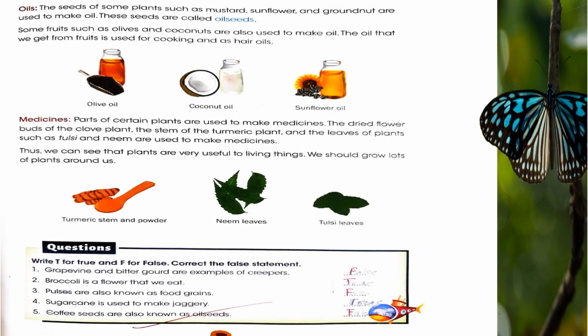Oils. The seeds of some plants such as mustard, sunflower, and groundnut are used to make oil. These seeds are called oil seeds. Some fruits such as olives and coconuts are also used to make oil. The oil that we get from fruits is used for cooking and as hair oils. Medicines. Parts of certain plants are used to make medicines. The dried flower buds of the clove plant, the stem of the turmeric plant, and the leaves of plants such as tulsi and neem are used to make medicines.